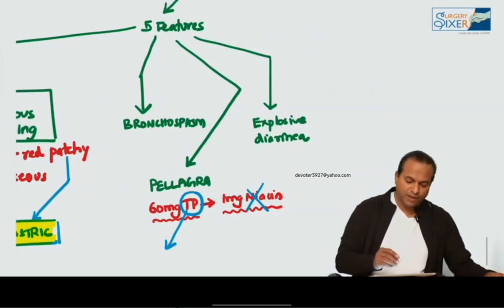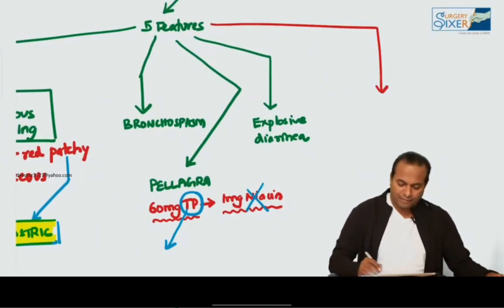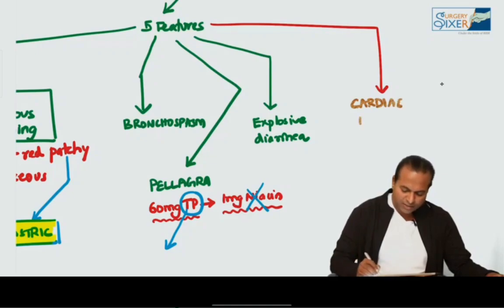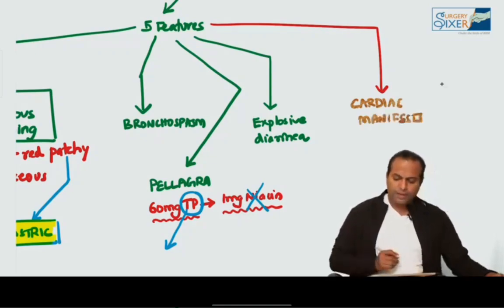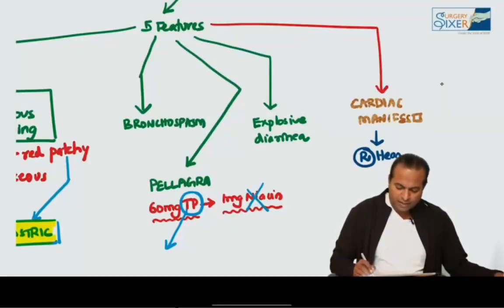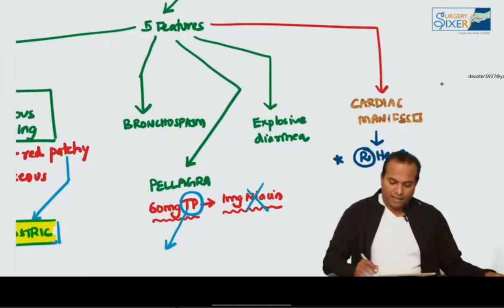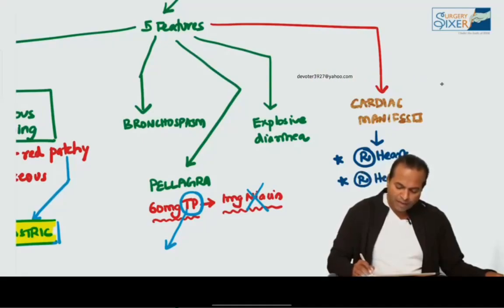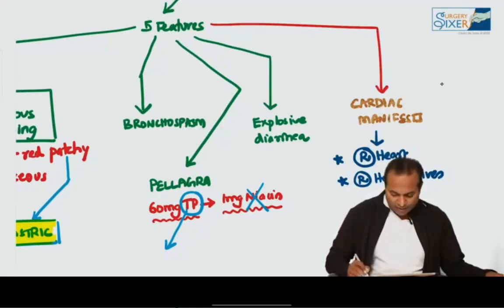The last feature is very important for MCQ purposes. It is known as cardiac manifestations. So these are the 5 features. In cardiac manifestation, which side of the heart is commonly affected, left or right? Right heart failure is seen. The right heart is more commonly affected, and the right heart valves are commonly affected. The most common valve affected in carcinoid syndrome is the tricuspid valve.